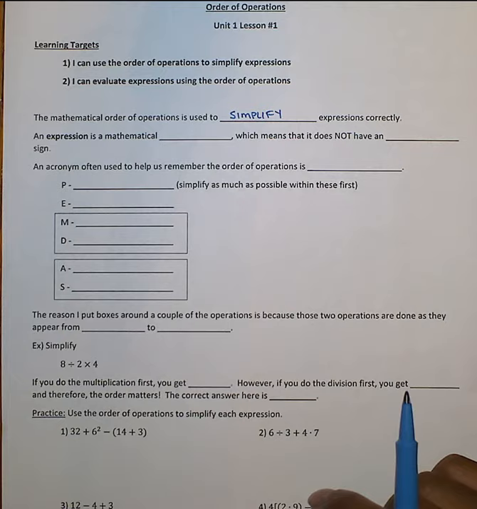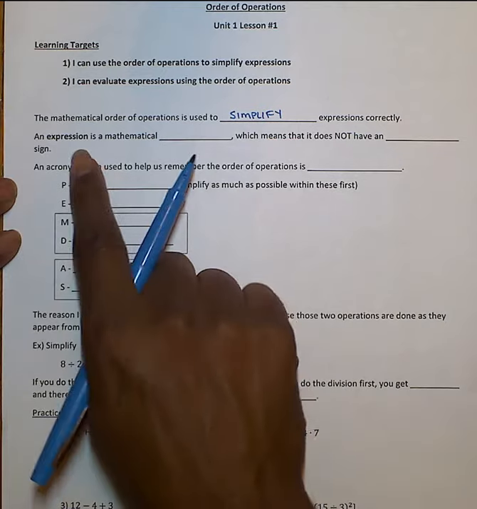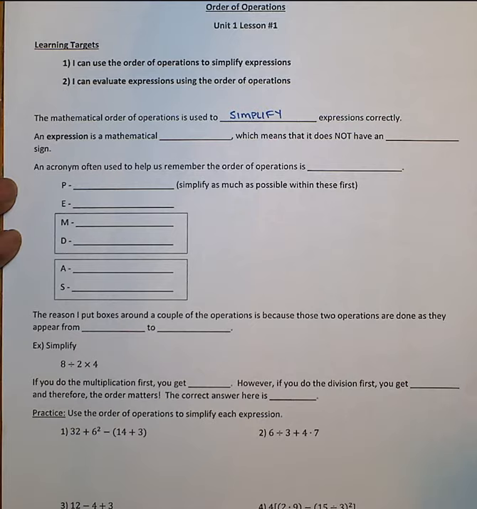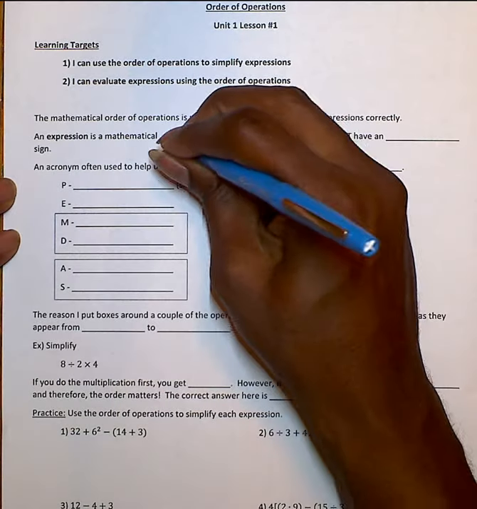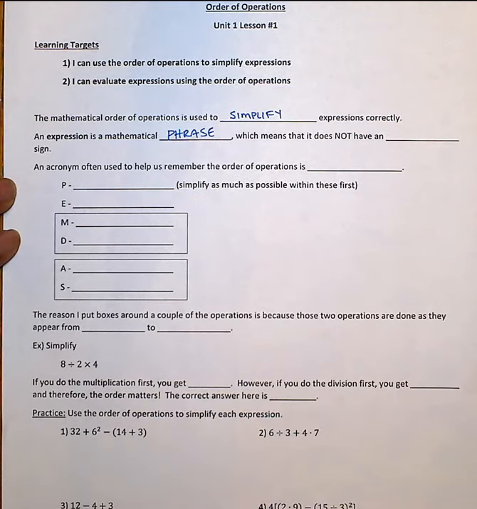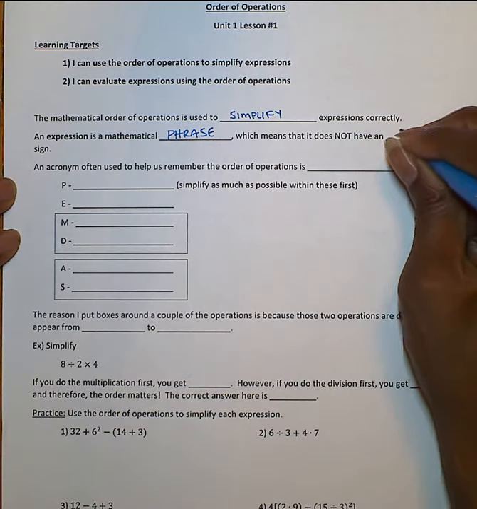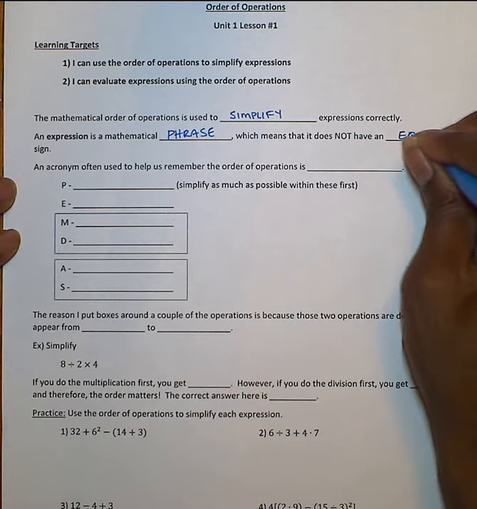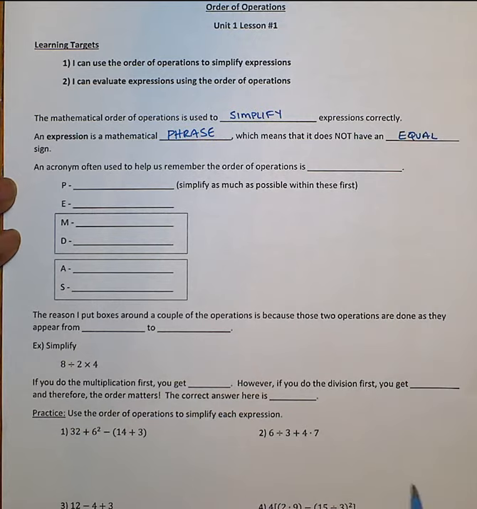An important term that we'll use, and you should know the difference between, is expression. An expression is a mathematical phrase, which means that it does not have an equal sign. An expression and an equation are different. So we're going to talk about simplifying expressions, and really that will translate for the most part to equations.